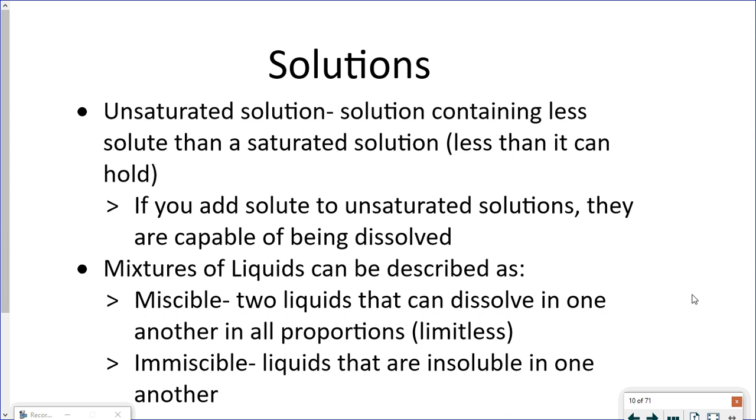A lot of times these have to have similar properties in their intermolecular forces to be dissolved. So we talked about this with bonding and stuff like that. We talked about like dissolves like.